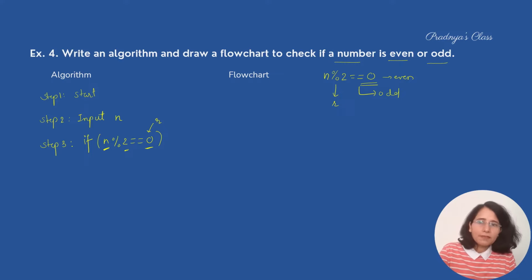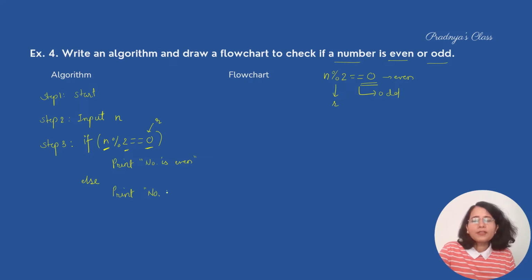If it is completely divisible by 2, it is an even number, so we can print the number is even. If it is not completely divisible, it is an odd number, so you can write that in the else part, which is the false part. If this statement is not true, the control will come to the else part. In that we are printing that the number is odd. So the if gives us the true part, and the else part is the false part of that conditional statement. After printing the result, we have to stop the algorithm. So the last step will be stop.